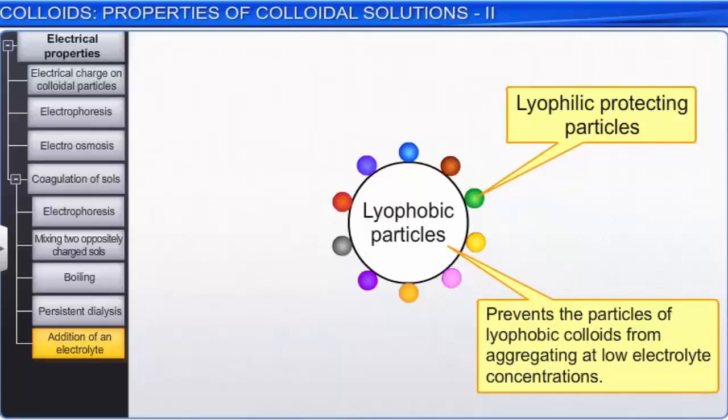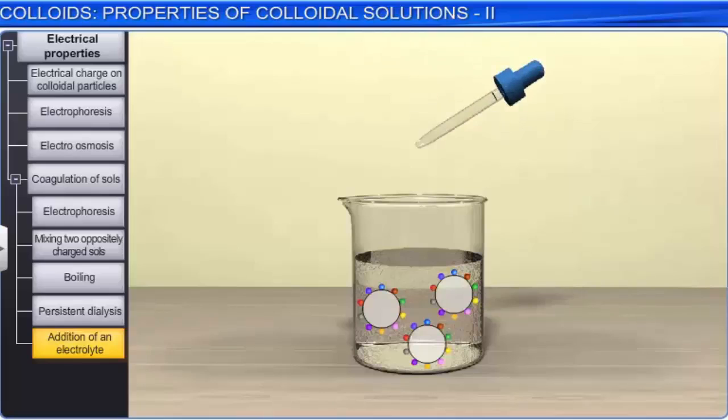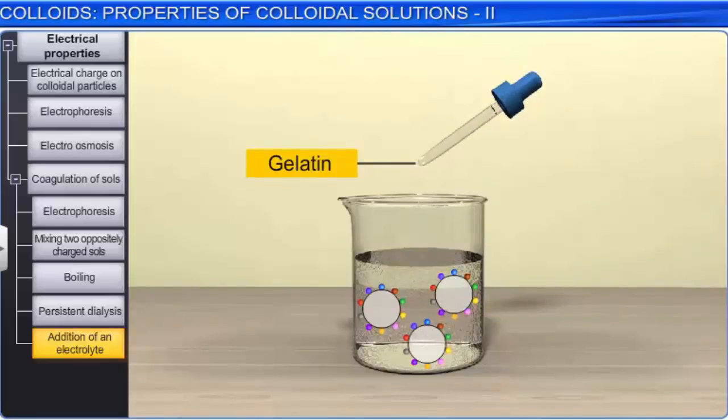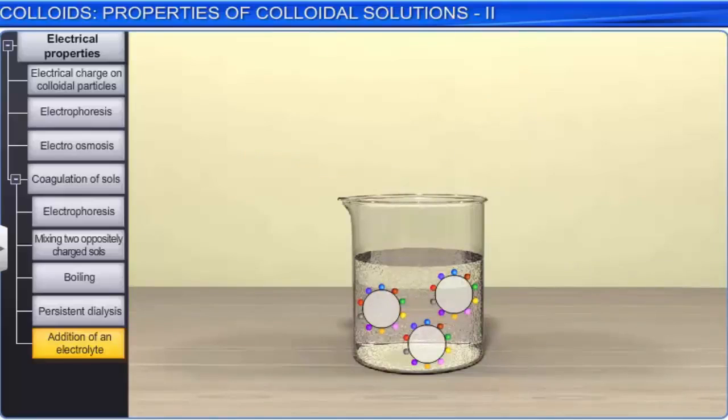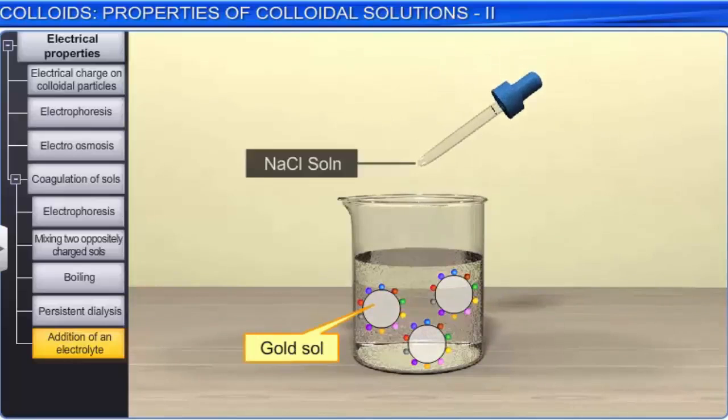For example, adding gelatin, a lyophilic colloid, to gold sol, a lyophobic sol, protects the gold sol from getting coagulated if a small amount of sodium chloride solution is added.